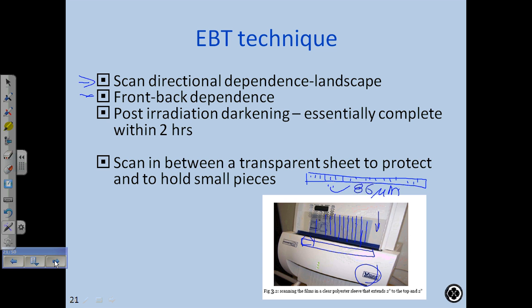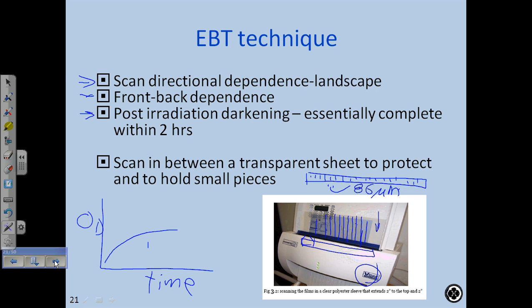Then post-irradiation darkening. See, there's a lot of issues with this film, but if you use the proper technique, it's a good film. After you irradiate it, if we plot a graph of time and darkness, I'll call it OD, because it is optical density. I think the curve looks something like that. And the 2-hour mark, right around here, that's when it saturates.